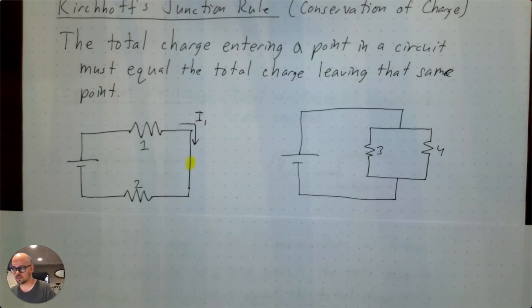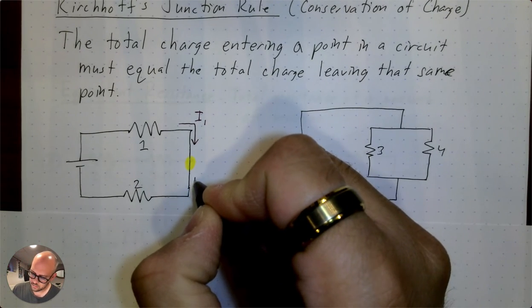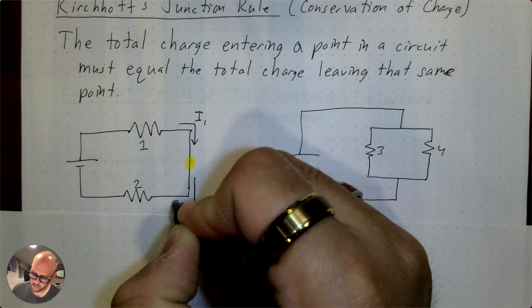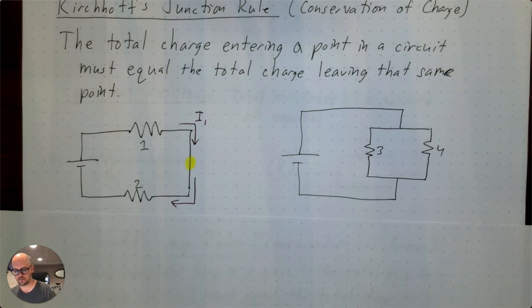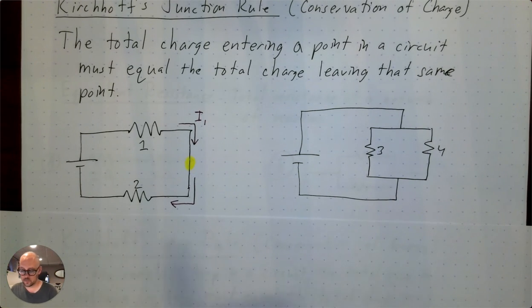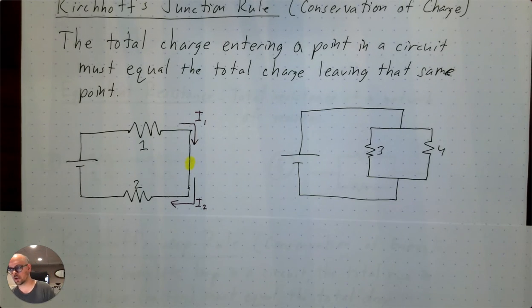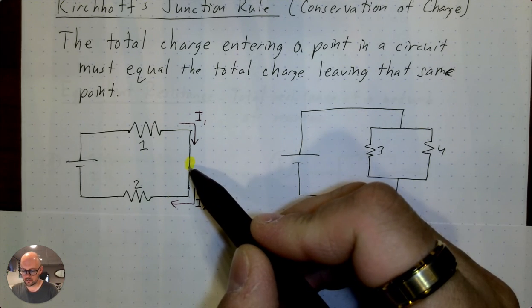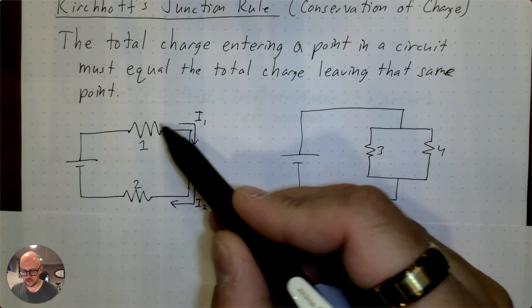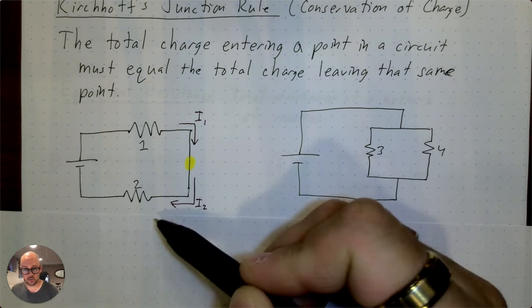And then after that point, the current will continue through that path. And so that current is going to now go through R2, and I'll just call that current I2. Great. So I've chosen a point, and I1 enters that point, and I2 leaves that point.